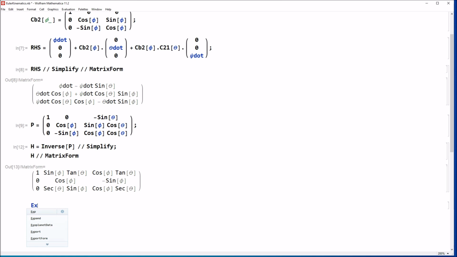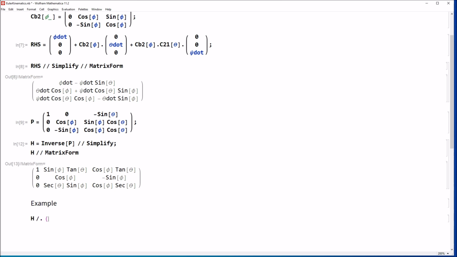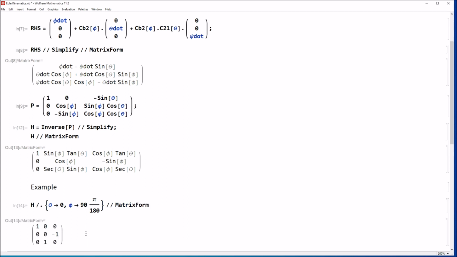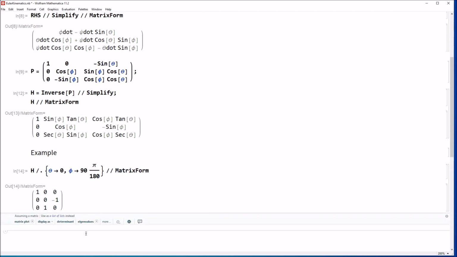All right, so for our example, what we want to do is look at the H matrix, and I'm going to make the replacement that theta is 0 and phi is 90 times pi over 180. That was our replacement. If I do this and look at it in matrix form, here's what that matrix evaluates to. Okay, so let's go plug this in on the board and continue on.